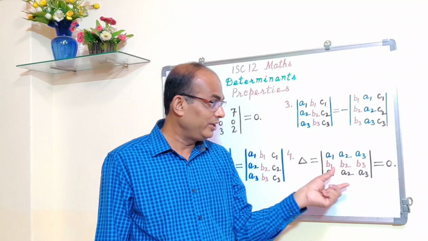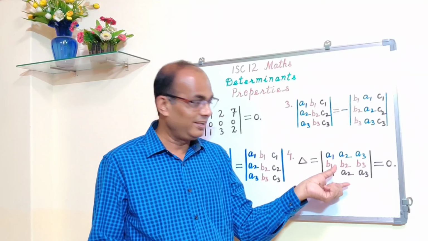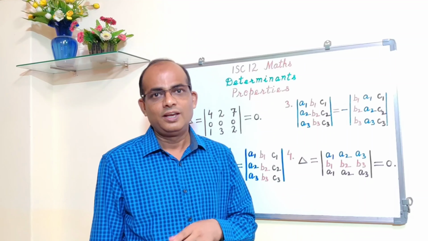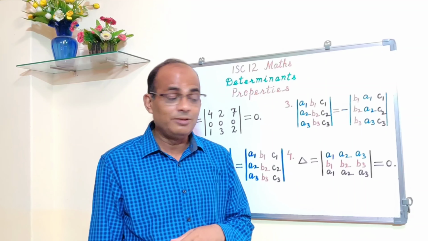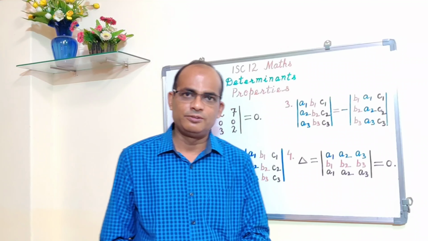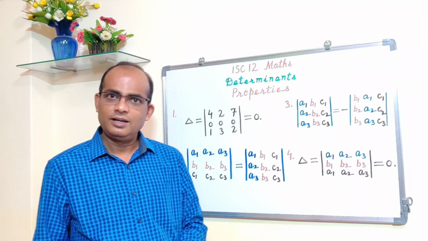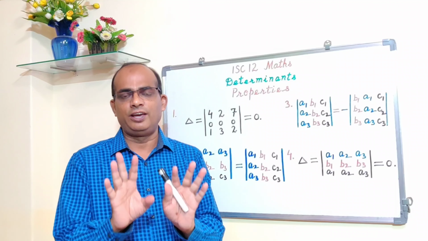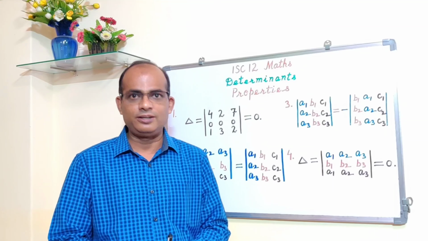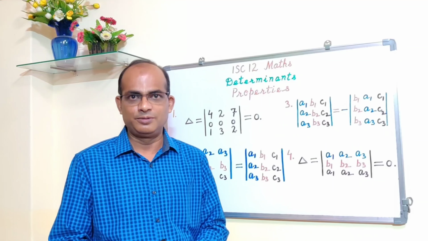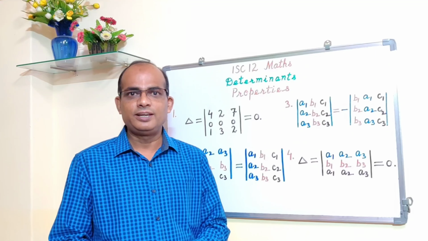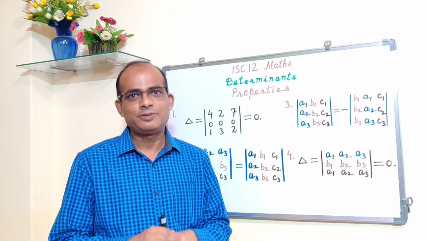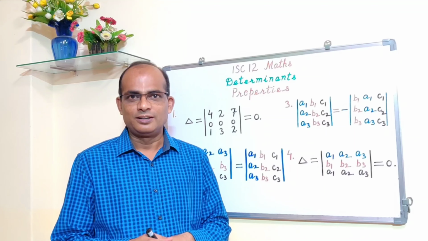And this is not only for any two rows, as the property says, any two rows or columns, if they are identical, same, then the value of the determinant is 0. Clear? I hope these four properties are very, very clear, and they are very important. Alright? Please remember.